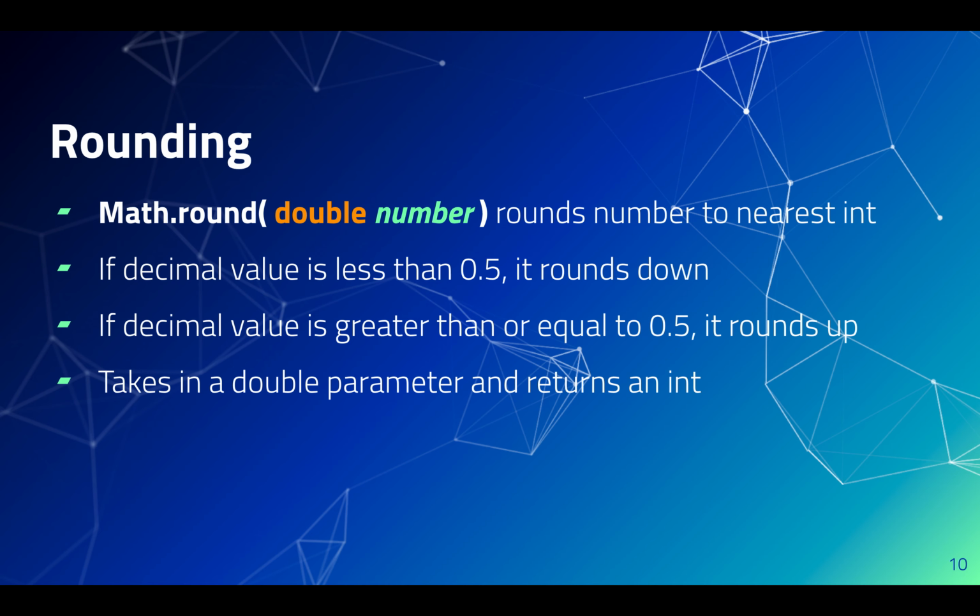So Math.round rounds a number to the nearest integer. It only takes in a double parameter because you wouldn't need to round an integer because it's already rounded. So if the decimal value is less than 0.5, it rounds the number down. If the decimal is greater than or equal to 0.5, it rounds up. The method will return an integer.